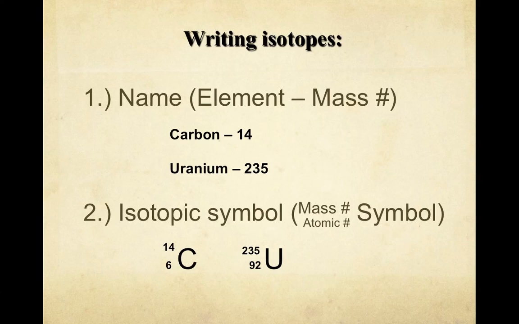The second option you have is the isotopic symbol, and that is the symbol with the mass number in the top left corner and the atomic number in the bottom left corner. So carbon-14 is written with carbon with the 14 in the top left, that's the mass number, and then the atomic number 6 is down here. And then uranium-235 would be written with 235 in the top left, and 92, which is the atomic number, written in the bottom left.